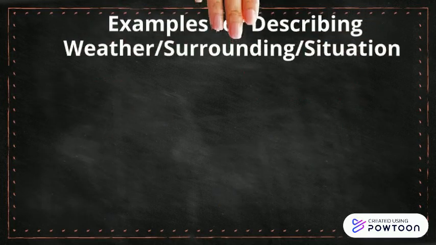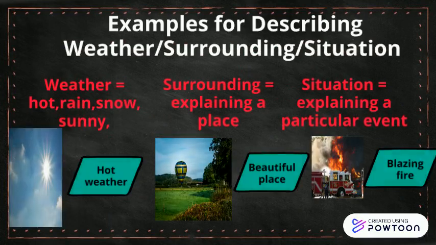Next, we look at weather, surrounding, and situation. Weather is basically hot, rain, snowy, sunny weather. Surrounding explains a place, beautiful place, amazing place. Situation explains a particular event, for example, blazing fire. So blazing, beautiful and hot are adjectives.